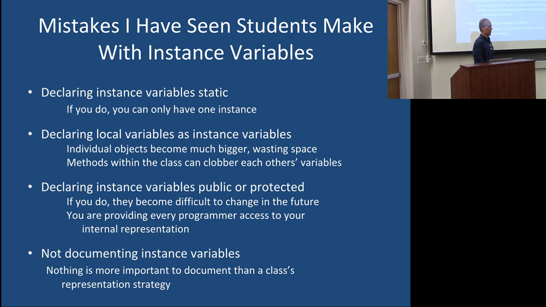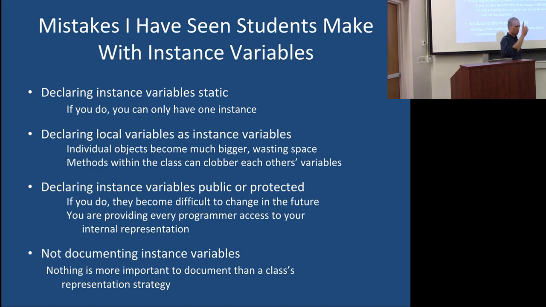So you're implementing a set. And for the set you need, let's say you want an array and a size, 2 instance variables, an array and a size. What happens if you make those 2 variables static? Yeah? Well, every instance of that object now just refers to that one variable. Instead of every object having their own array and their own size variable, now they all share the same one. That's not going to work.